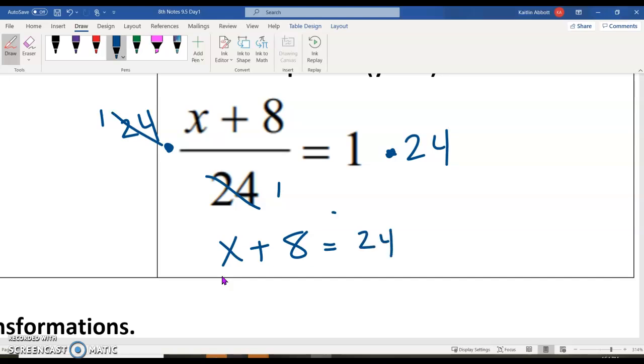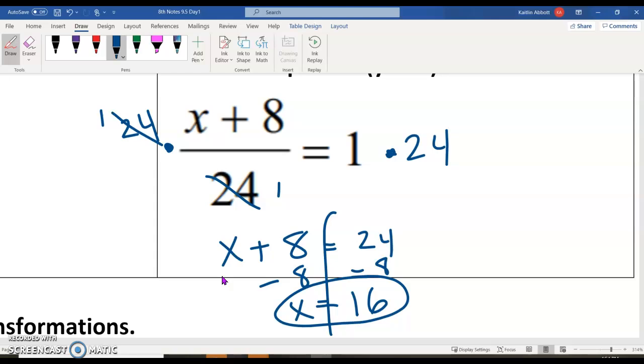Then you get x all by itself, so we are going to do the opposite of plus 8, and we are going to subtract 8. x equals 24 minus 4 is 20, and minus another 4 gets us 16. If you got x equals 16, you are correct.